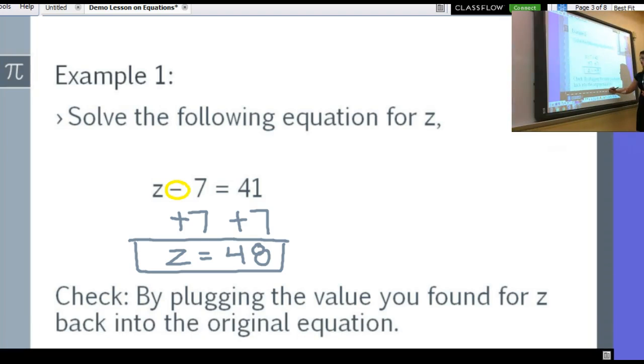Now, we can always go back and check what we found by plugging in the 48 to the original equation. So we'll say 48 minus 7, take our time, calculate it, and get that 48 minus 7 is 41. And we see that that is what we wanted, so our check step's complete.